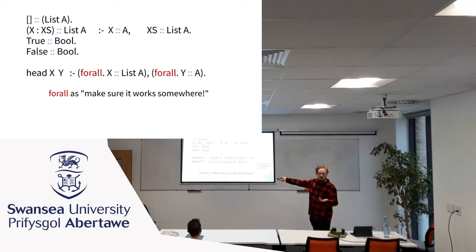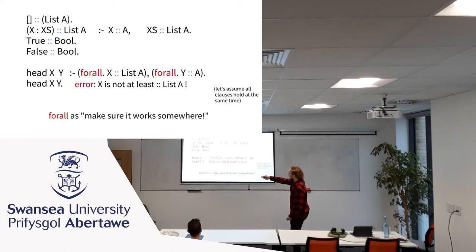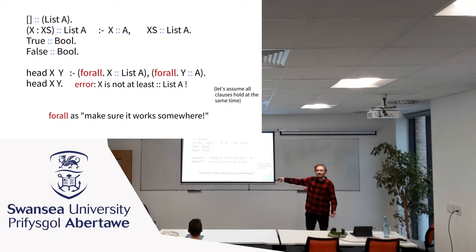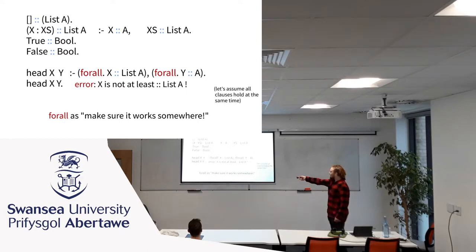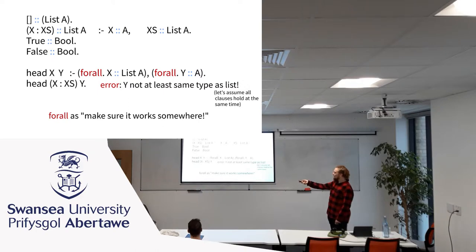So let's look at how error messages could look. In this case, if we just say, well, the head is true for every, for all kind of x and y, we could put arbitrary things in x, arbitrary things in y. That is not what we want to do because that's not doing any computation. So here it says, well, this x needs to be at least of this list type. That's the constraint up here. Okay, so let's make it a list.